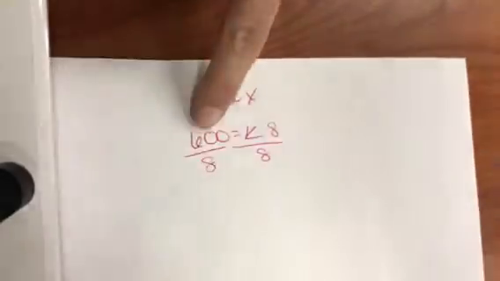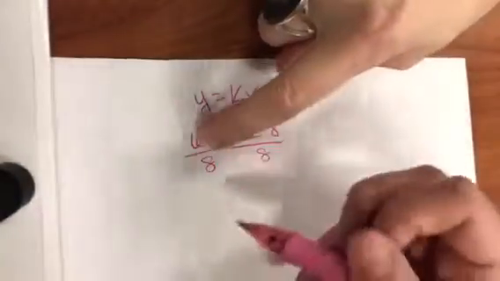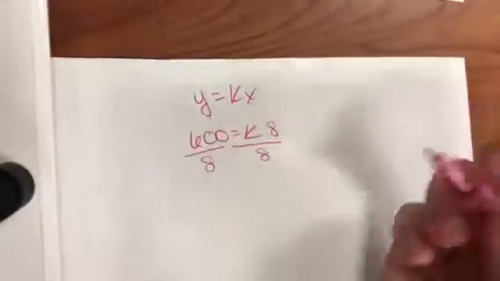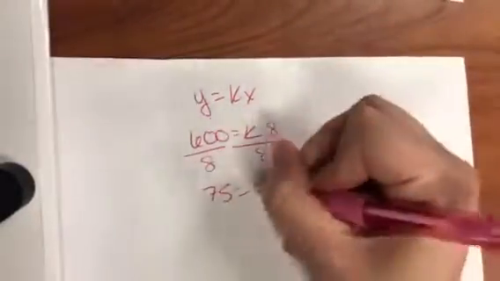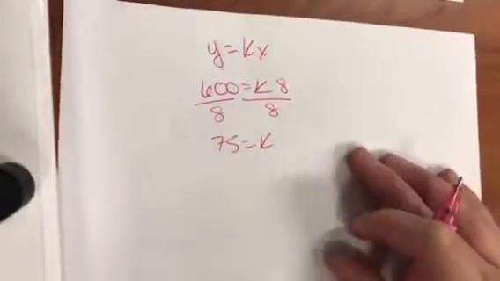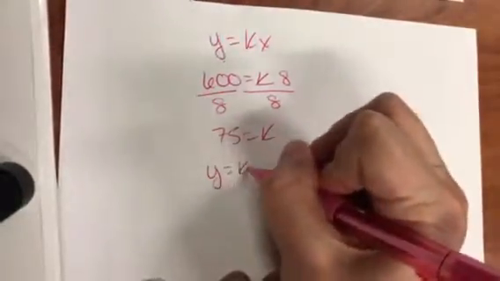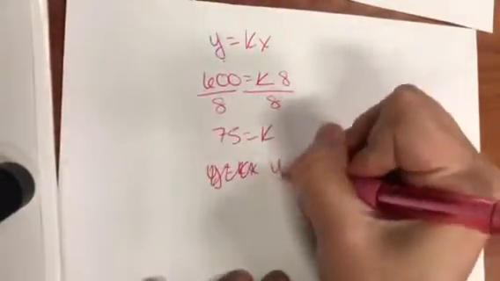What is 600 divided by 8? Oh, look, miles per hour. Look at that. Y over X. Proportional relationship. What is 600 divided by 8? 75. Okay, 75 equals K. So now I've got Y equals KX. I'm sorry, Y equals 75X.